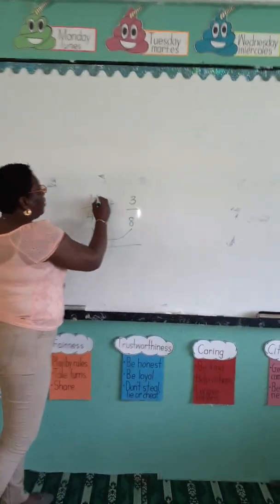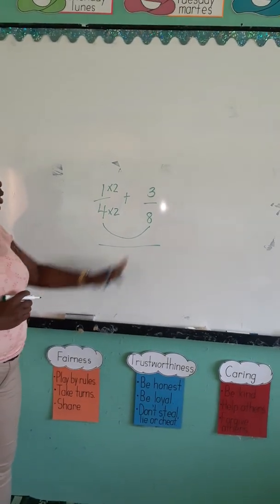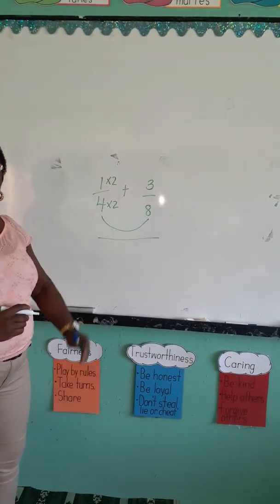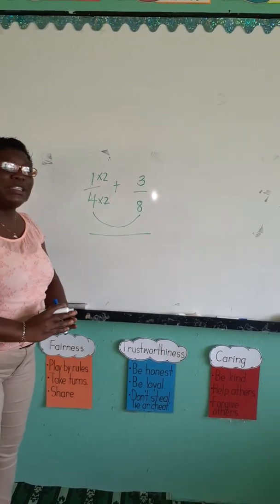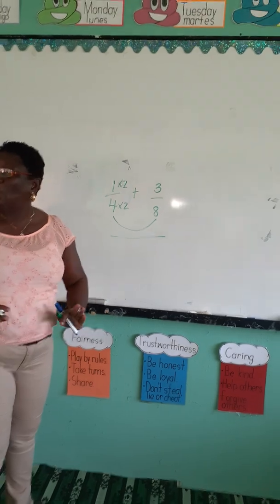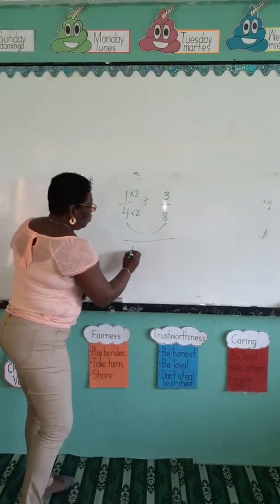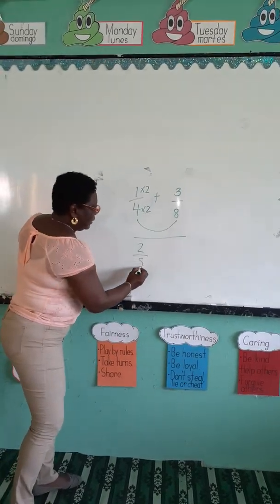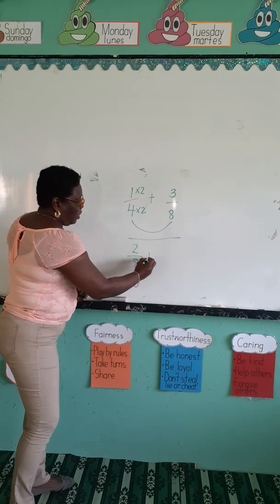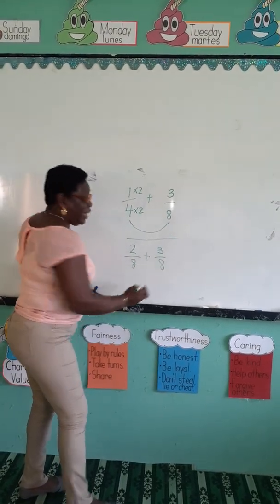So we multiply by 2, and whatever we multiply our denominator by, we multiply the numerator also. So we multiply the 1 by 2. And so now, we will have the same denominator because we want the denominators to be the same. And so when they're the same, it will be easier for you to add. So what do we do? 1 times 2 is 2, and 4 times 2 is 8. Look what happened. We put our plus sign, and we bring down our 3, and we bring down our 8.